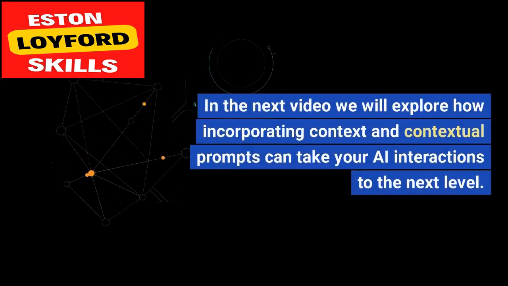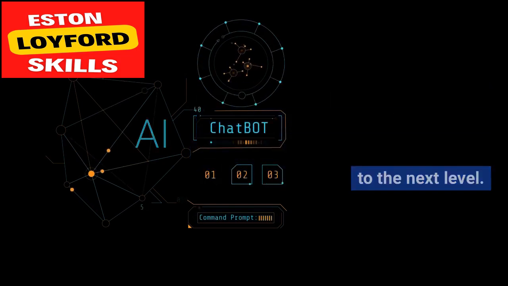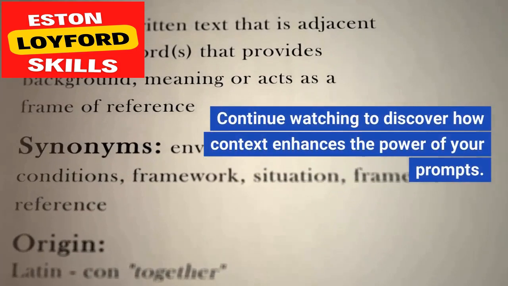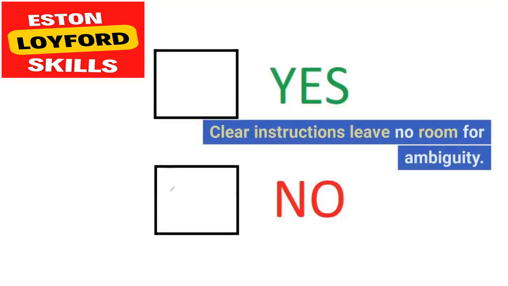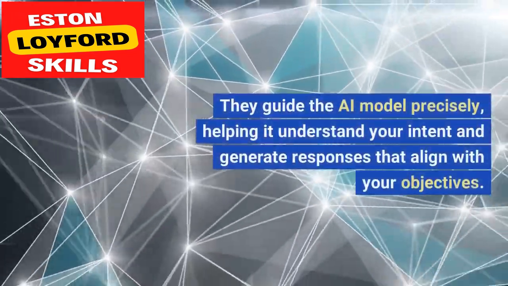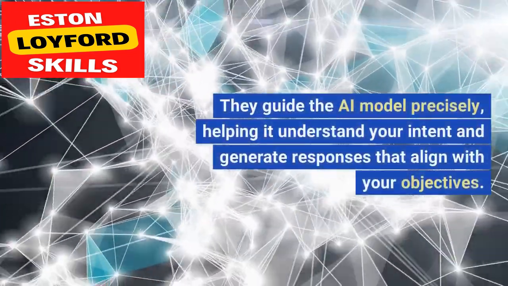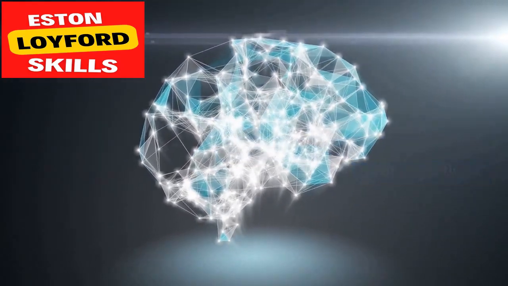In the next video we will explore how incorporating context and contextual prompts can take your AI interactions to the next level. Continue watching to discover how context enhances the power of your prompts. Clear instructions leave no room for ambiguity. They guide the AI model precisely, helping it understand your intent and generate responses that align with your objectives.